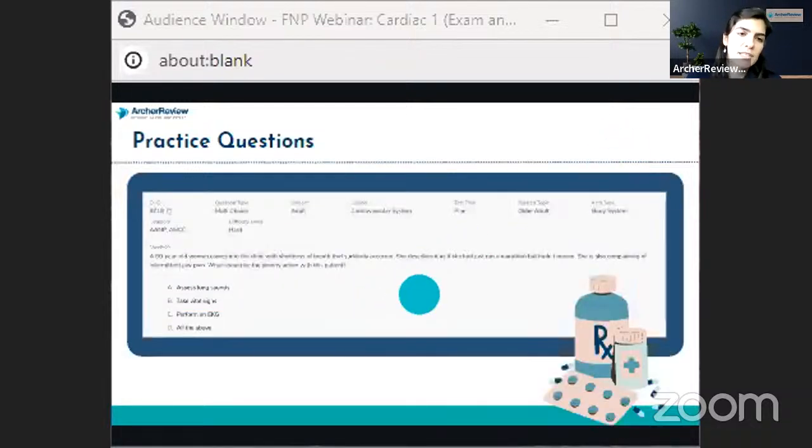All right, next question. A 60-year-old female comes into the clinic with shortness of breath that suddenly occurred. She describes it as if she was running a marathon but hadn't moved. So, shortness of breath at rest. She is also complaining of intermittent jaw pain. What should be the priority action with this patient? Remember, she's 60 years old, complaining of shortness of breath at rest, and she's reporting intermittent jaw pain.